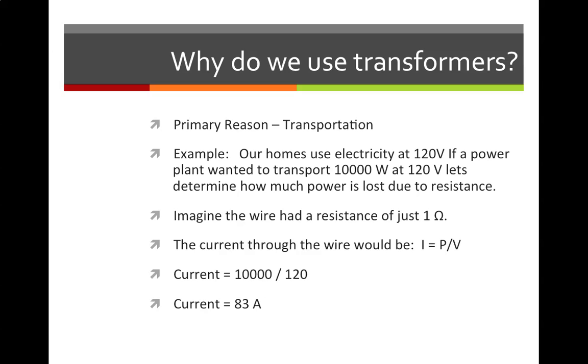Now say the power plant made, and who knows what voltage they make their electricity at, but say they made it at 120 volts. So what got generated at the electricity generator was 120 volts and whatever amps that would be, right? And we send the power in watts at 120 volts.